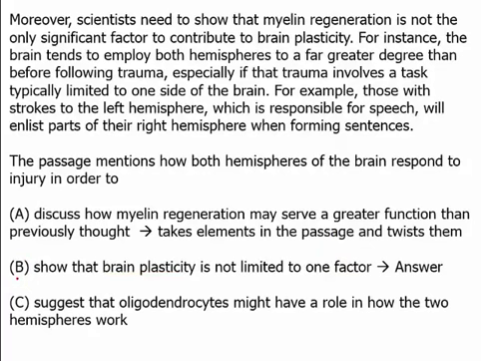C suggests that oligodendrocytes might have a role in how the two hemispheres work. I didn't actually excerpt this part of the passage, but if I had started with the next few words, the next sentence, then answer choice C would have been there word for word. So when something is supported in the text, but it is not the answer, it doesn't answer the question. Wrong part of the passage, so therefore we can get rid of C.